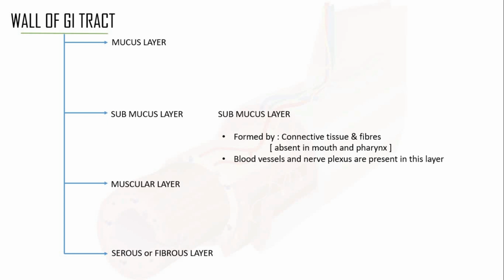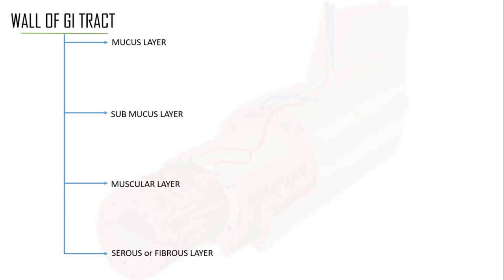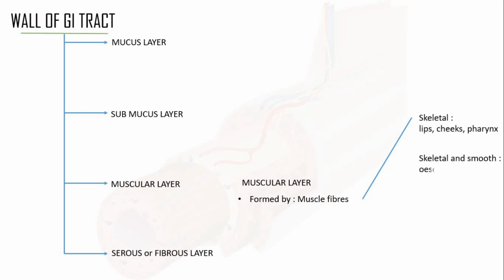Next comes the muscular layer. The muscular layer is made of muscles. Muscles may either be skeletal muscles or smooth muscles or both. Lips, cheeks and wall of the pharynx are voluntary organs and contain skeletal muscles. While the esophagus is both voluntary and involuntary, so it contains both skeletal and smooth muscles. Next comes the wall of the stomach, small intestine and the large intestine. These are involuntary organs and so they contain smooth muscles only.